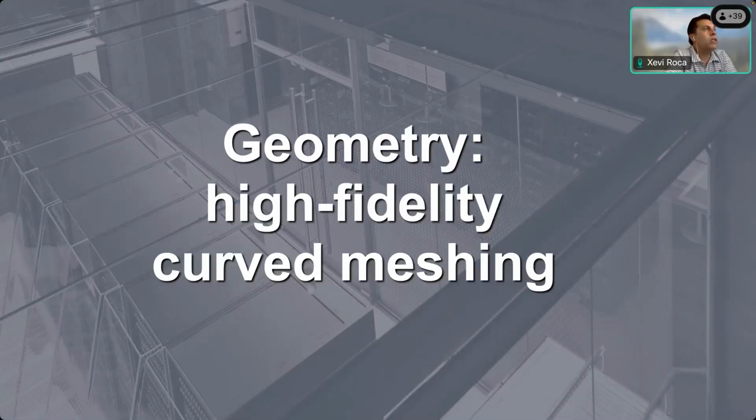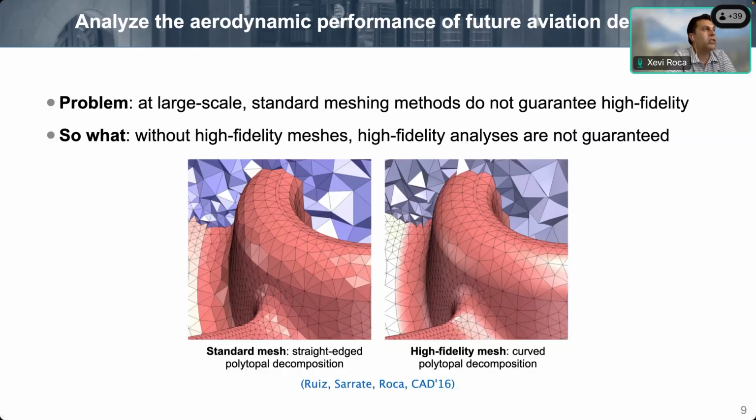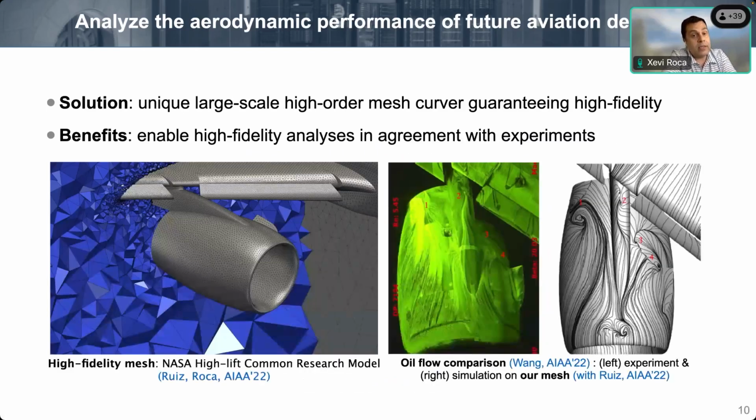So let's go with this part, the high-fidelity curved meshing, which is a geometrical aspect. Next slide. Okay, and here the problem is that if you want to analyze the aerodynamic performance of an aviation design, you will need large-scale meshes that feature really high fidelity. And the problem is that current methodologies maybe do not guarantee that high fidelity. And this, again, is critical. Without high-fidelity meshes, there is no high-fidelity analysis.